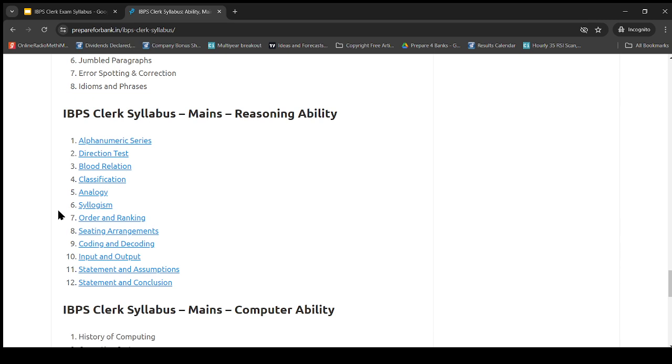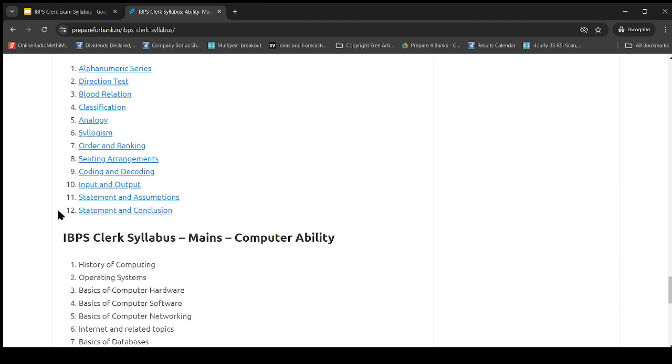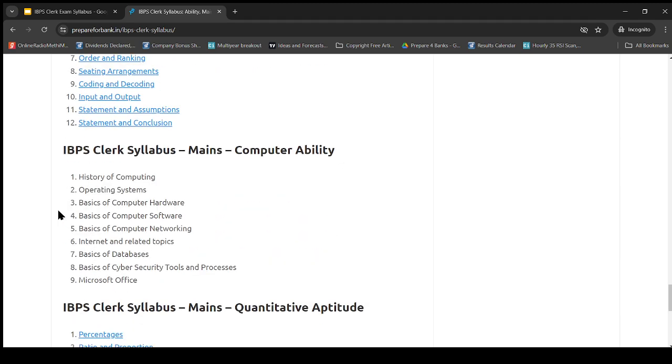And the reasoning ability section will also be merged with the computer knowledge, and in computer knowledge we should be aware about the computer. The computer syllabus looks like this: we should know about the history of computer, operating system, basics of computer hardware, software and networking, internet and related topics, basics of database, basics of cyber security tools and processes, and Microsoft Office. These are some of the important topics for computer ability.